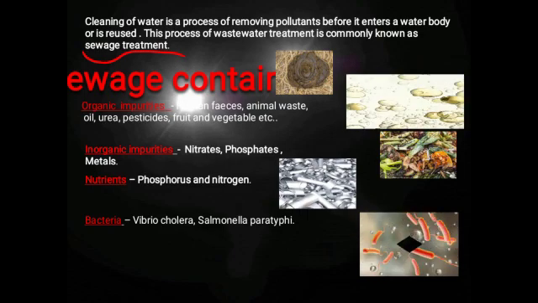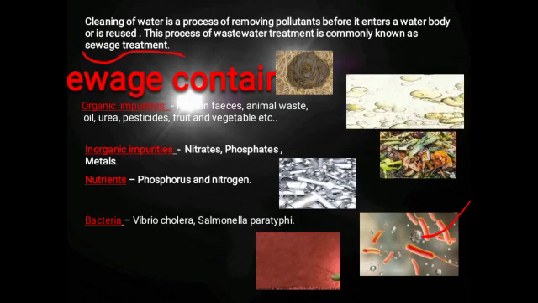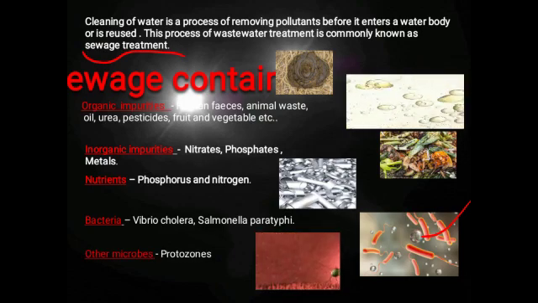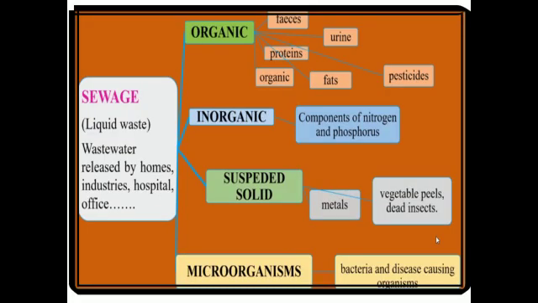Okay, this is the structure of Vibrio cholerae, and the next one is the structure of Salmonella paratyphi. And next is other microbes. Not only these bacteria, some other microbes and protozoa cause dysentery. All these things are present in the sewage water.